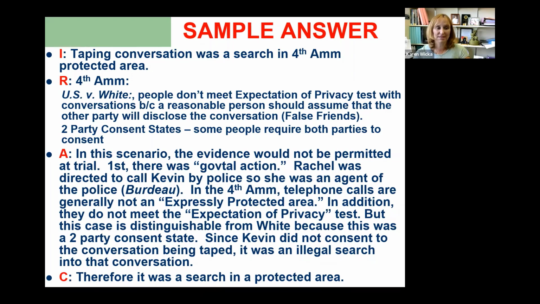People don't meet the expectation of privacy test with conversations because a reasonable person would assume that the other person disclosed their conversation. So you might think, well, it's not protected because one person says it wasn't protected, another person says it is protected. Okay. And that's my train of thought.